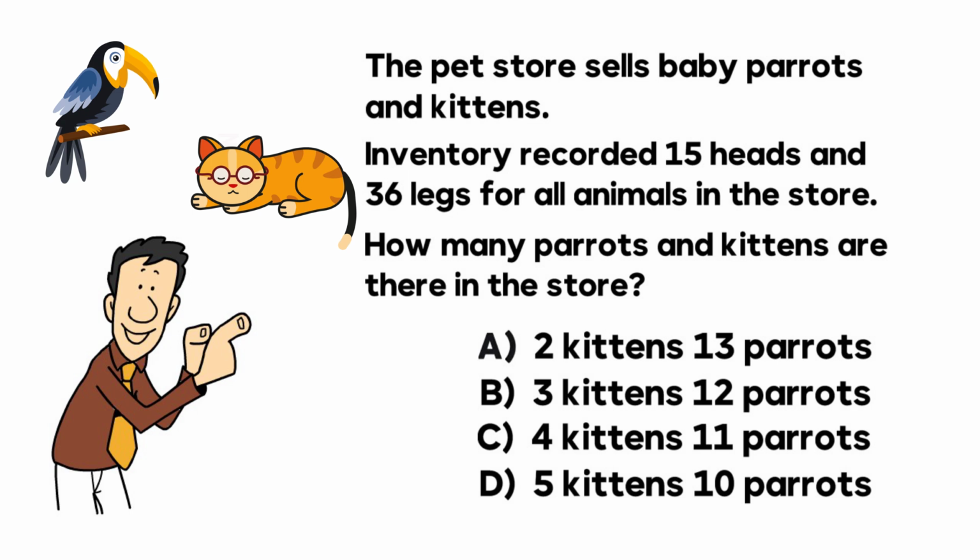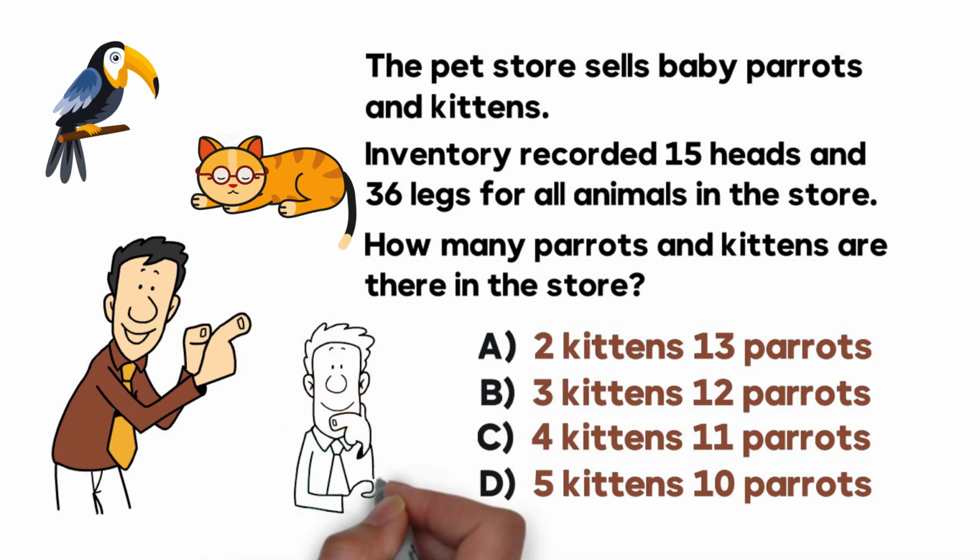Choice A, 2 kittens and 13 parrots. Choice B, 3 kittens and 12 parrots. Choice C, 4 kittens and 11 parrots. And choice D, 5 kittens and 10 parrots. Do you see the answer? Can you do the calculations and come up with the correct solution?